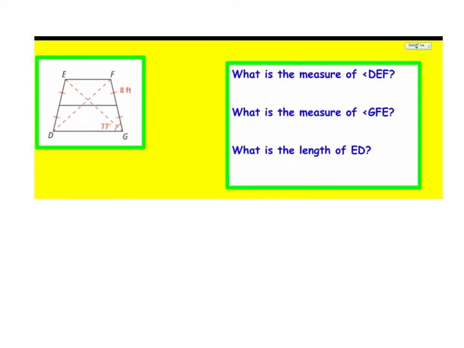So now we're going to talk about isosceles trapezoids. So not just a trapezoid, but an isosceles trapezoid. An isosceles trapezoid is just like an isosceles triangle. It has two congruent sides.